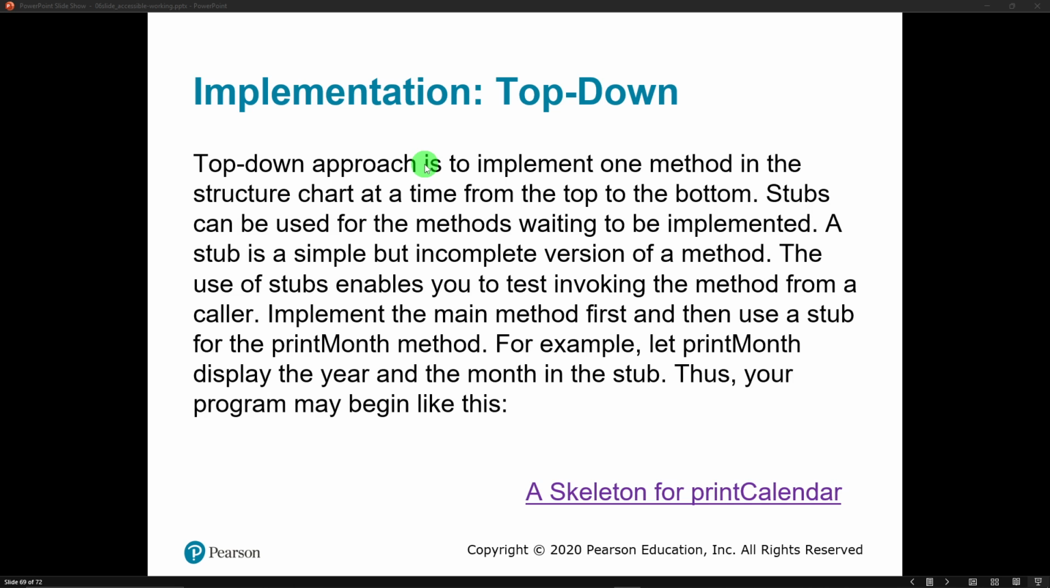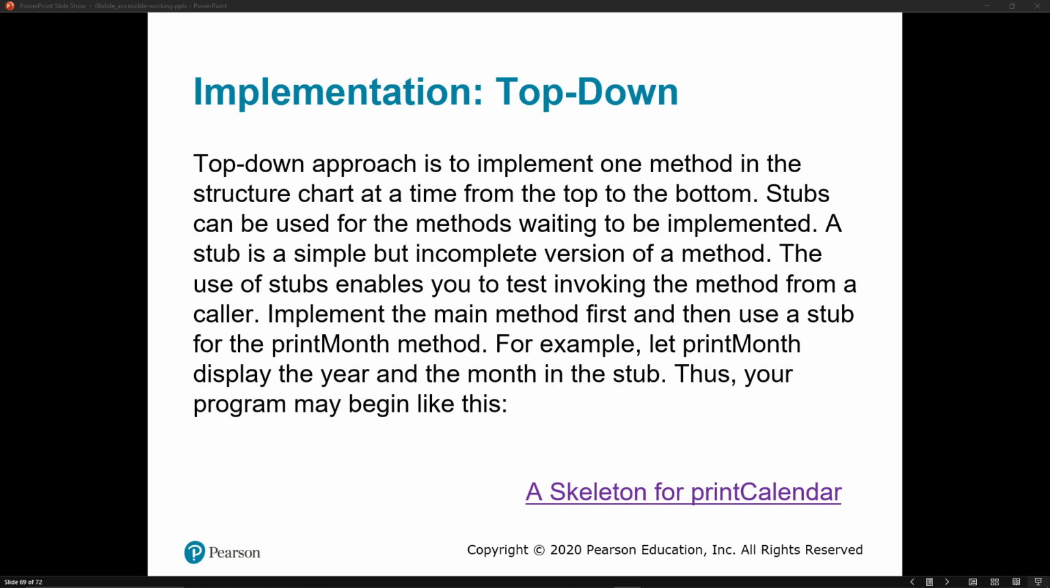So there are different ways people prefer to do this. There's a top-down approach. That's implement one method in the structure chart at a time from the top to the bottom. We can use stubs for the methods that we're waiting to be implemented. You know, a stub is that simple but incomplete version of a method. The use of stubs enables us to test invoking the method from a caller.